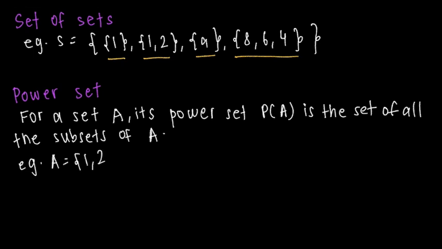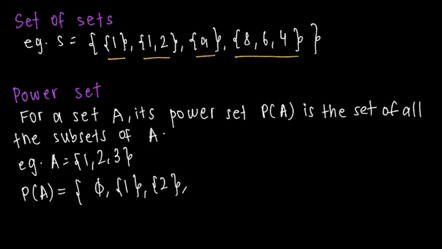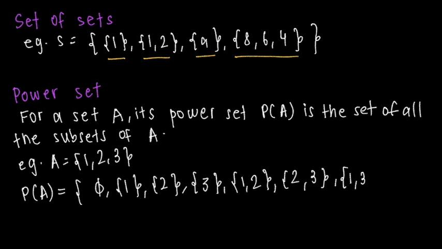Okay, so let's have another set with 3 elements. And the power set would be a set containing all the 8 subsets of A. So we open with a curly bracket. Remember to include the empty set, of course. And the set itself. And there we go.